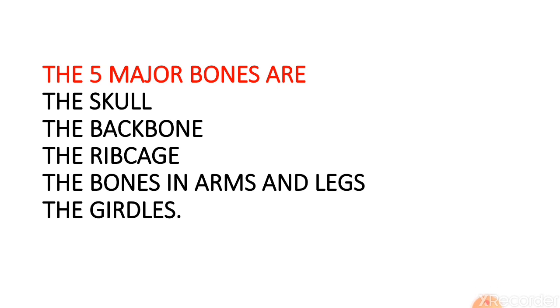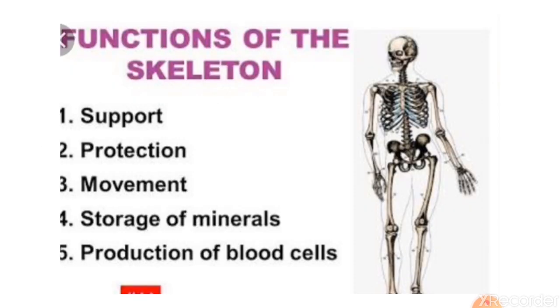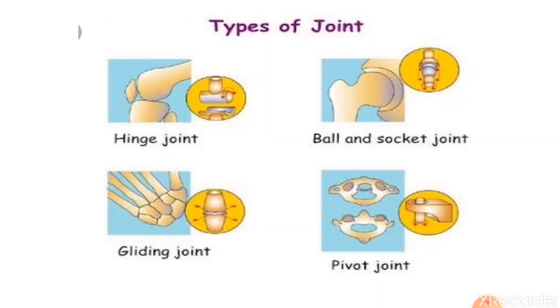We have done with the explanation part of chapter number 2, the skeletal system. In that, you had studied about the different bones of the skeletal system. The major bones are the skull, the rib cage, the backbone, the bones in the arms and legs, and the girdles. You have also learned about the functions of the skeleton. The main functions are it gives support to the body, it protects some internal organs, it helps in our movement, it stores minerals, and it produces blood cells. So we have studied about that.